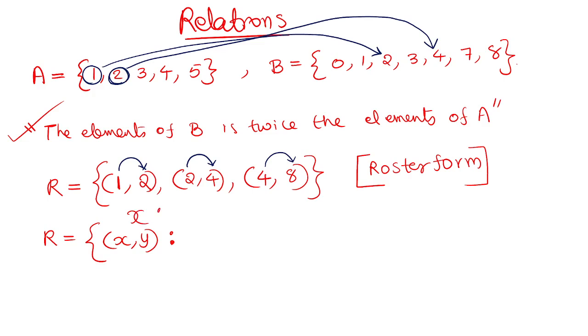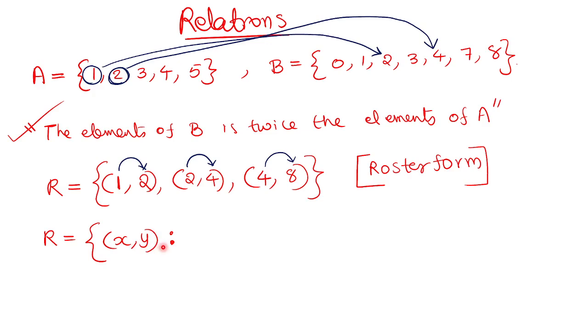Don't write x such that, okay? Why don't I write x such that? Because the elements of R will be ordered pairs. That's why each element of R is an ordered pair. So the element of R is generally denoted by x comma y. X comma y can be 1 2, or x comma y can be 2 4, like that.